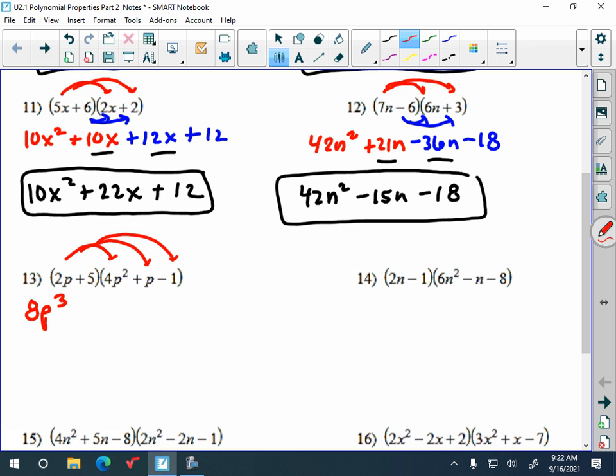All right, 2p times p is 2p squared, so plus 2p squared. 2p times negative 1 is minus 2p. Now let's take the 5 and we'll distribute that over. So 20p squared plus 5p minus 5. Right, so there's our 6 terms. Now we just want to try to combine like terms. Again, we want to put our final answer in descending order. So 8p cubed is going to go first.